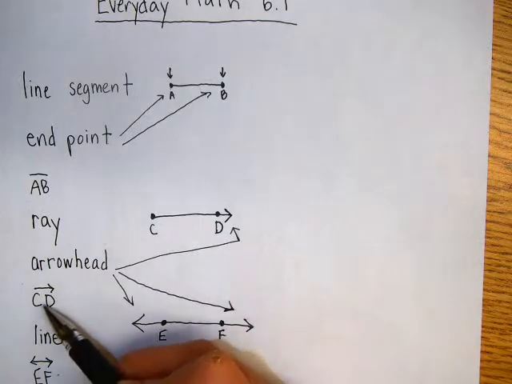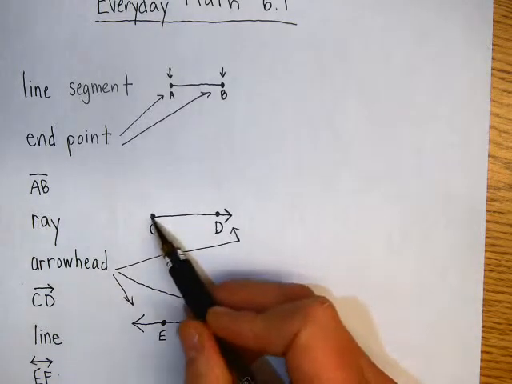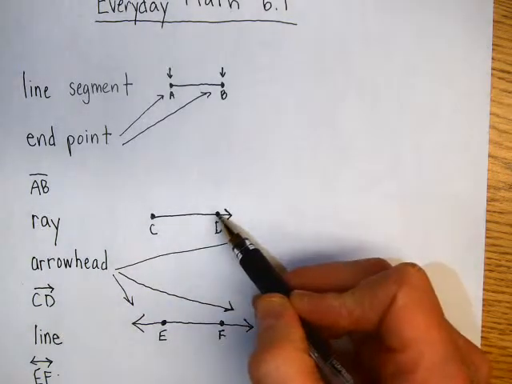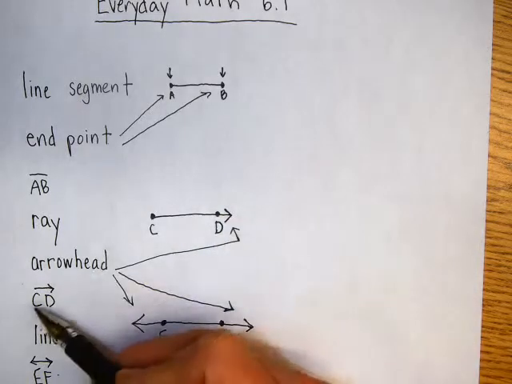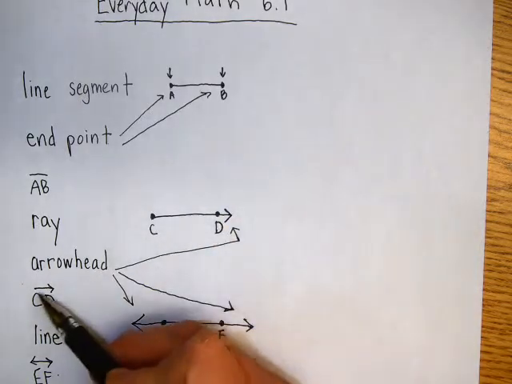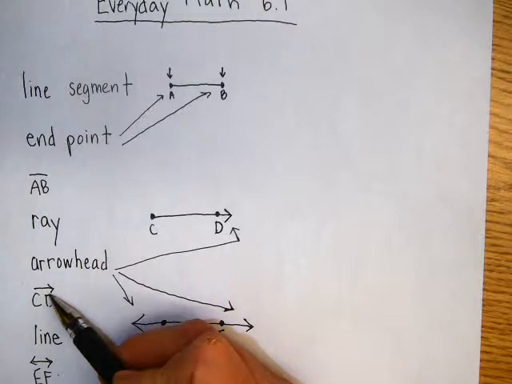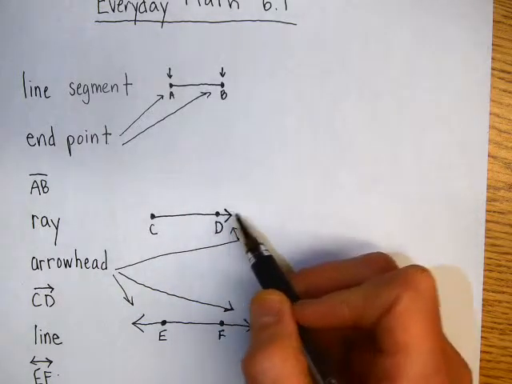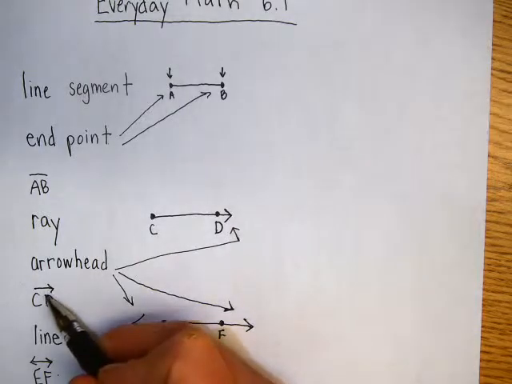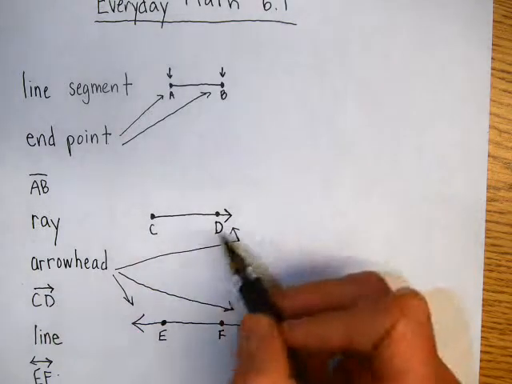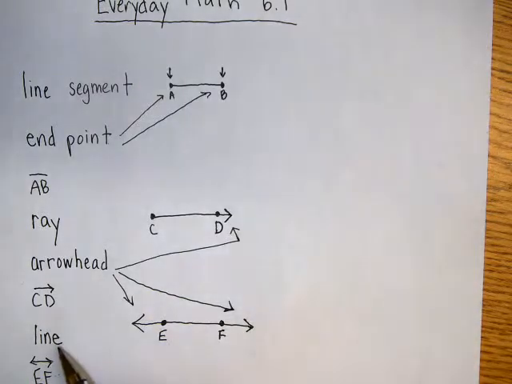And a ray is named by the starting point and by the point closest to the arrowhead. So in this case C and D, and you would draw a line with an arrow indicating the direction of the ray. So whichever point is closest to the arrow is the second point in your name, so CD in this case. Next is a line.